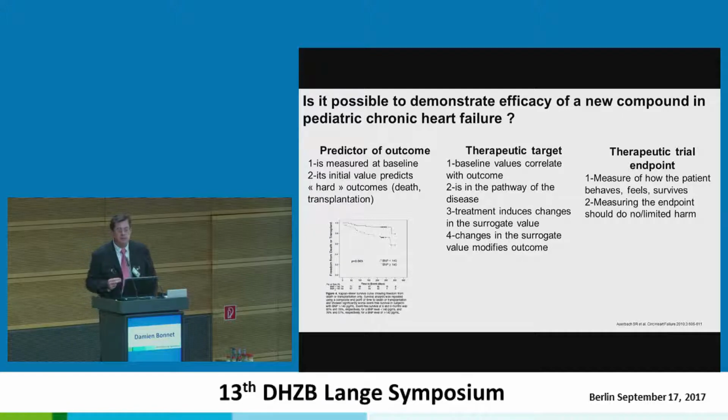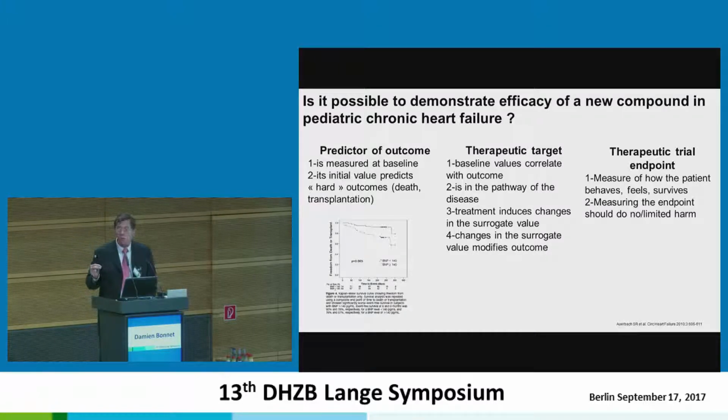The second item is a therapeutic target, and this is important in our daily practice. The therapeutic target is first a predictor of outcome, so the baseline value correlates with outcome. It is in the pathway of the disease, so it has to be physiologically pertinent to be in the pathway of the disease. And it's important that the treatment that you will apply change the value of this parameter, and that the change predict the outcome. Okay? So this is a therapeutic target, and that's for us doctors.